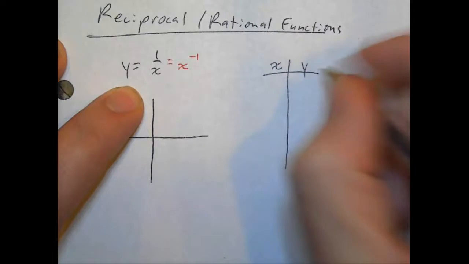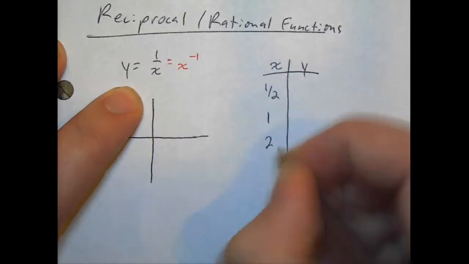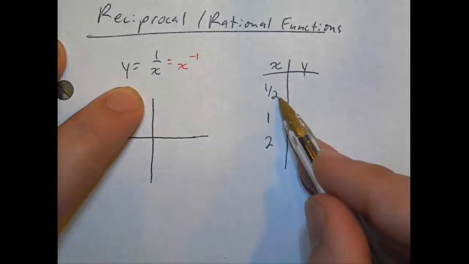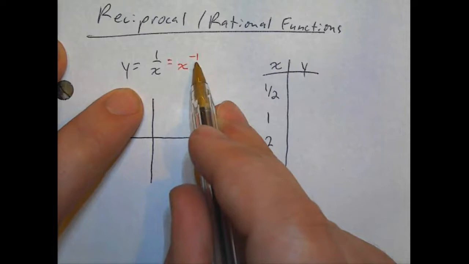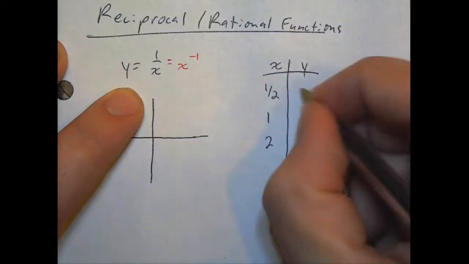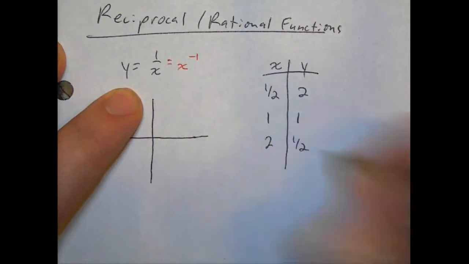But essentially, they're called reciprocal functions because if I take the x value of 1/2 and I substitute it into this equation, this -1, remember, just means to take the reciprocal of the fraction. So if I take the reciprocal, then my y value is 2. 1 over 1 is 1. 1 over 2 is 1/2.